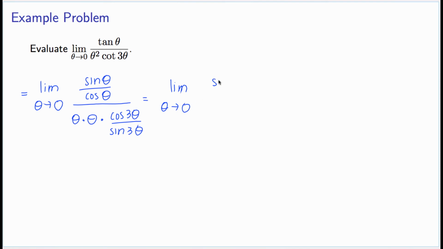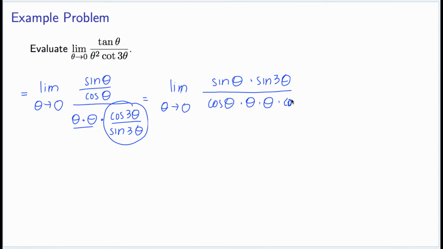So again, let's just get a simple fraction, so we get the limit as theta goes to 0. So now on the top, I have a sine of theta in my numerator, I'm going to have that denominator, my cosine theta, and then my theta squared, so times theta, and then this fraction in the bottom will actually flip, so that sine of 3 theta will come up, and I have a cosine 3 theta in the denominator.